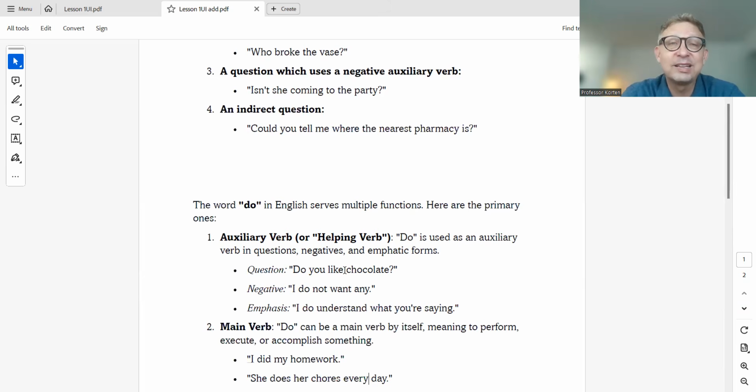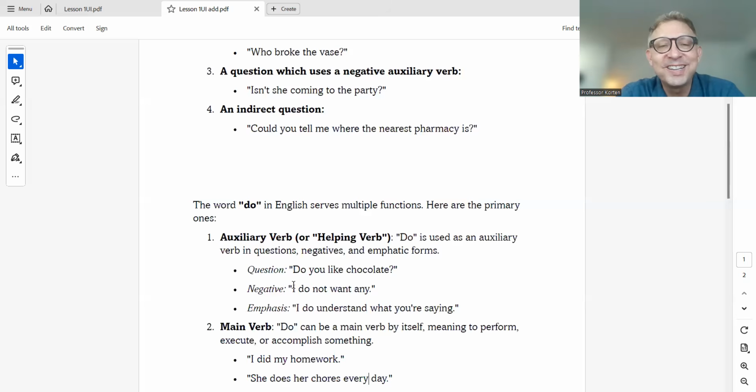Like, do you like? So do goes with almost all the verbs except is. Is or the to be verb is one of them, and you don't use it with certain question words. We're going to look at that in a minute. Here we have it in negative.